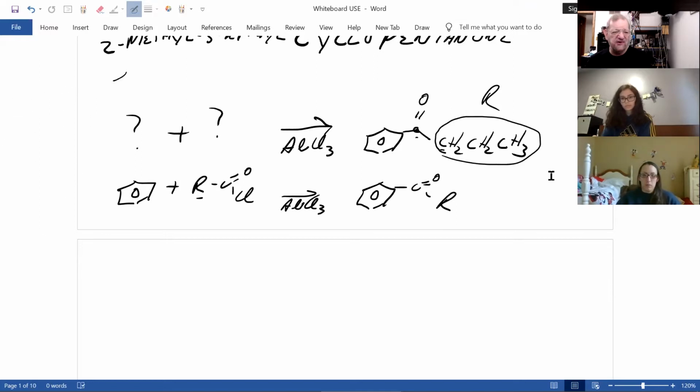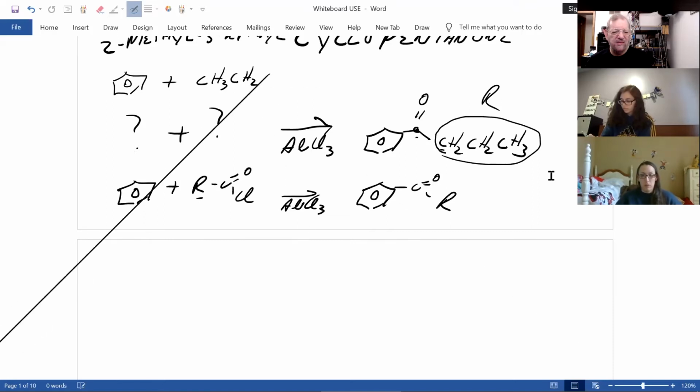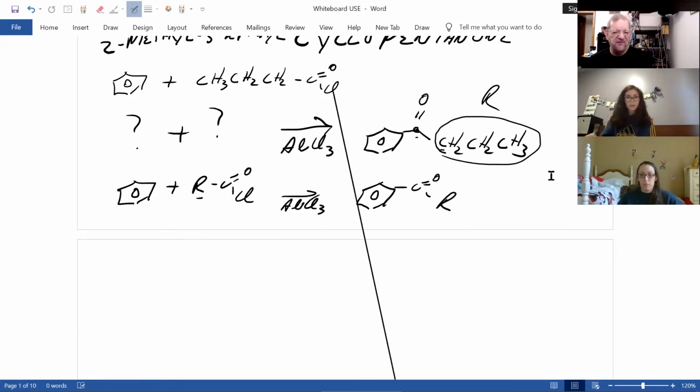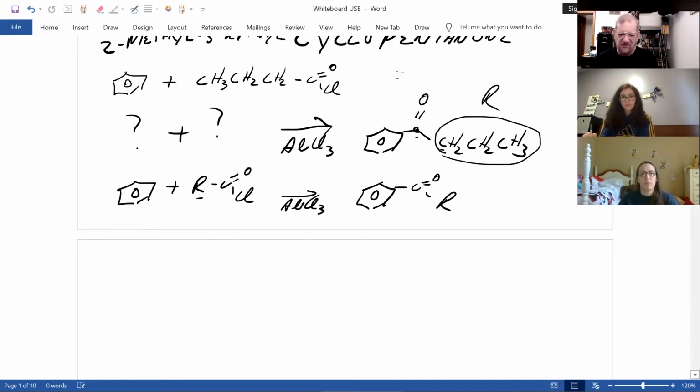So my answers here are benzene plus my R group is that, and I have this acid chloride. And that's how you do synthesis. By the way, synthesis is the most fun part of organic chemistry, but I'm biased. I'm an organic chemist and synthetic organic chemist.